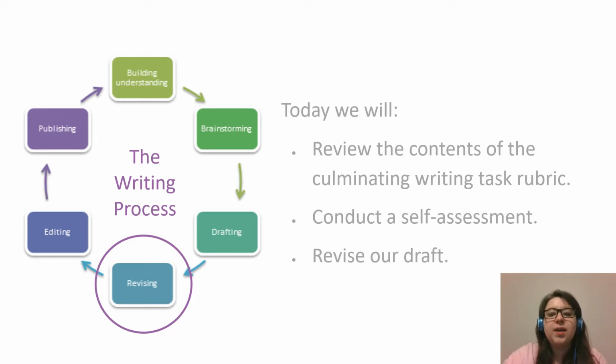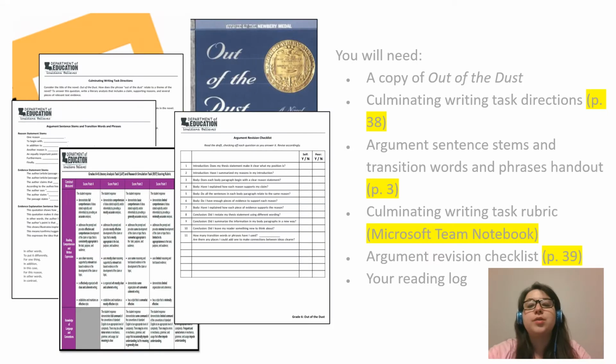So anyway, let's look at the revising and at what all we're going to need for this today. You are going to need quite a bit today, but that's okay. The first thing you're going to need is your copy of Out of the Dust, okay? The second thing is the culminating writing task directions. That's mostly just to make sure that you're staying on task with what you're supposed to be doing. Remember, that's on page 38. Just look back at that. That's your writing prompt, so make sure that you're following along with that writing prompt.